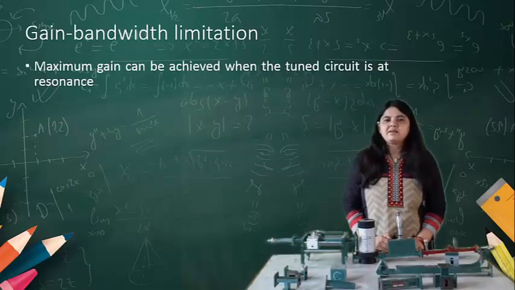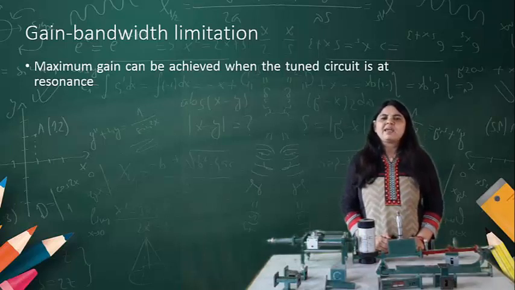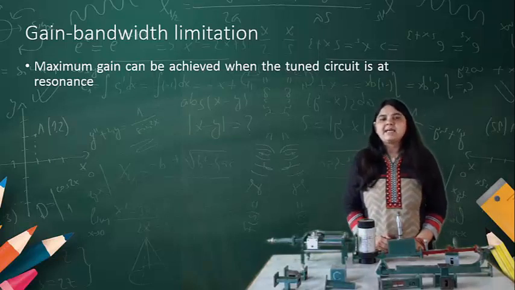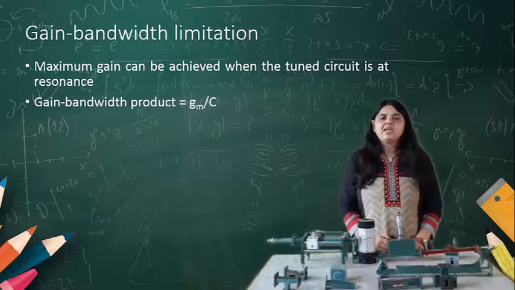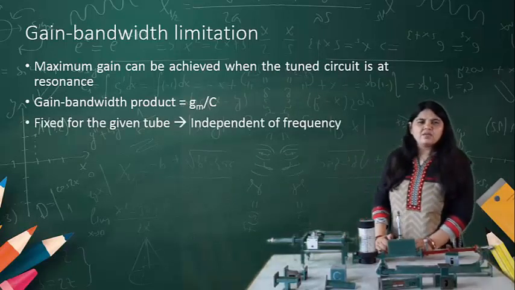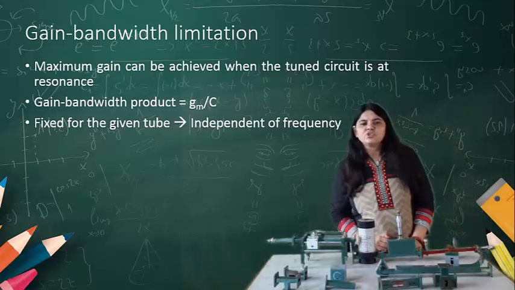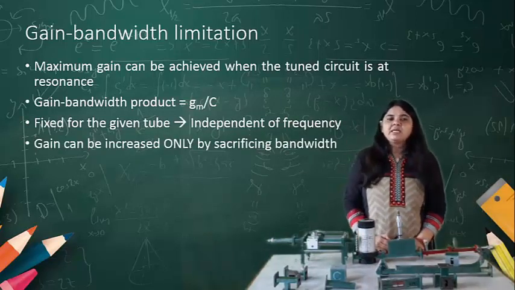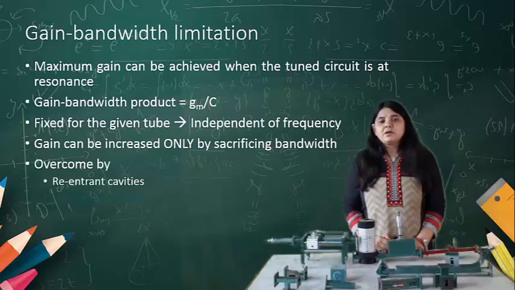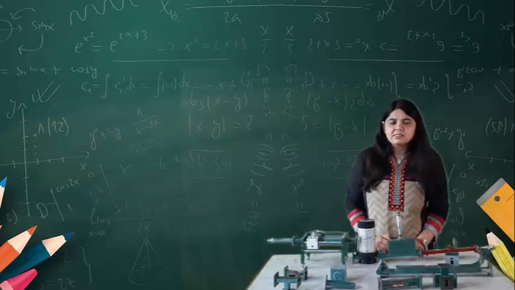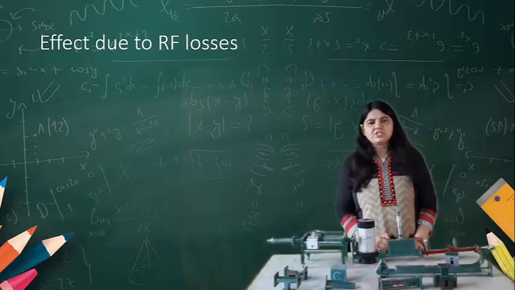Gain bandwidth limitation. The maximum gain can be achieved when the tuned circuit is at resonance. The gain bandwidth product is Bm upon Bc. It is fixed for the given tube and depends on the frequency. It can be increased by sacrificing the bandwidth, and this limitation can be overcome by re-entrant cavities. So this is one of the limitations.